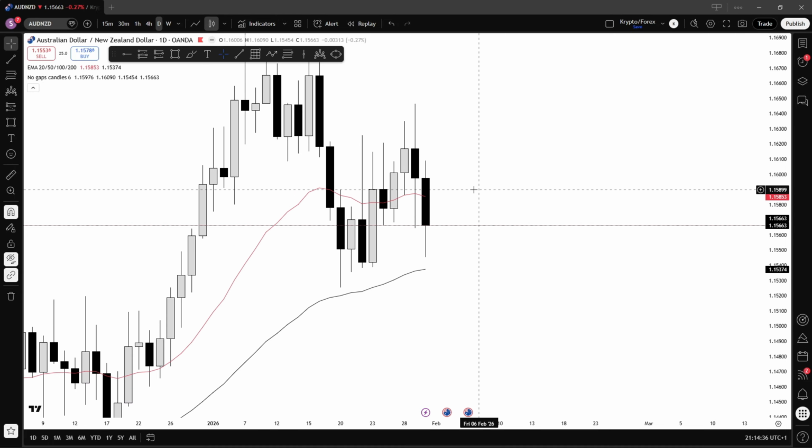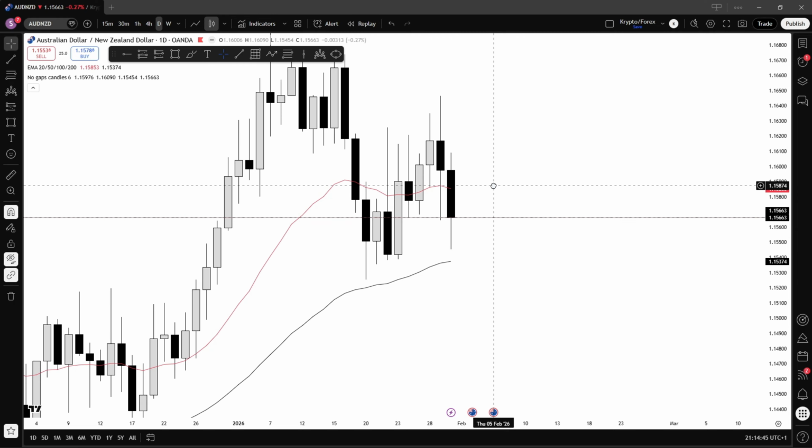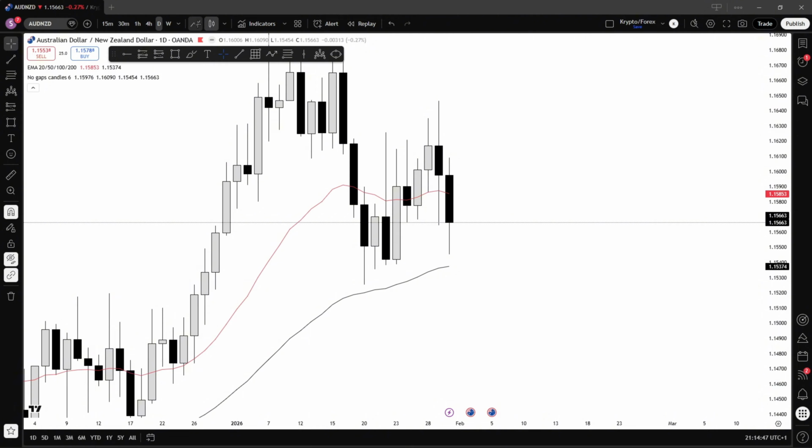I would like to identify the trend based on the body of the candles, not the wicks, because the body is very close and it makes the most sense. And if you go to the line chart, you can see it connects to the body of the candles.